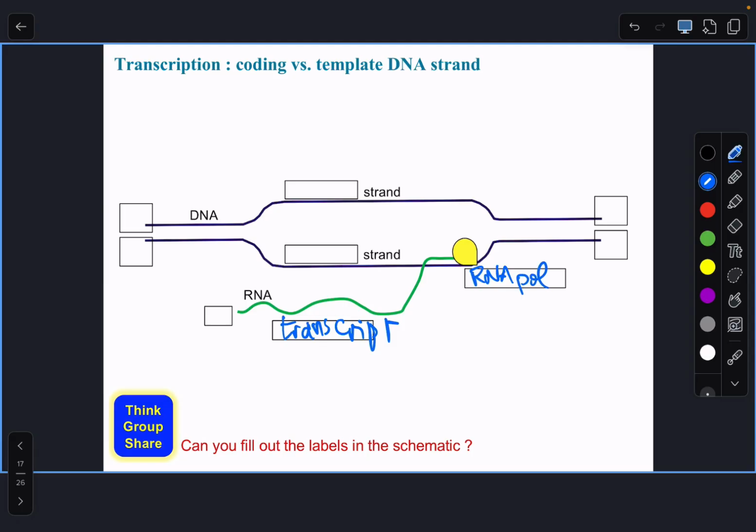All right, so what's that end of the transcript? Is it the 5' end or the 3' end? 5'? That's right. RNAs, just like DNAs, get synthesized, get made from the 5' end to the 3' end with that polarity. So RNA polymerases will add nucleotides to the free 3' end of that growing transcript, such that the molecule grows in a 5' to 3' direction.